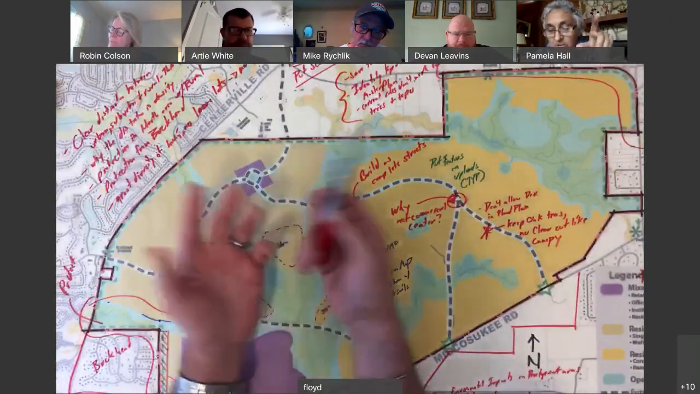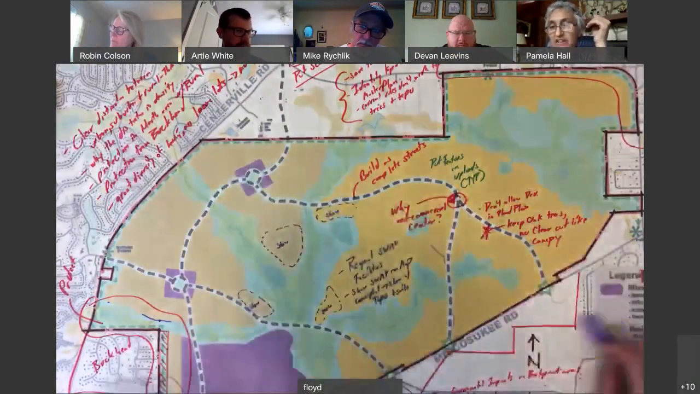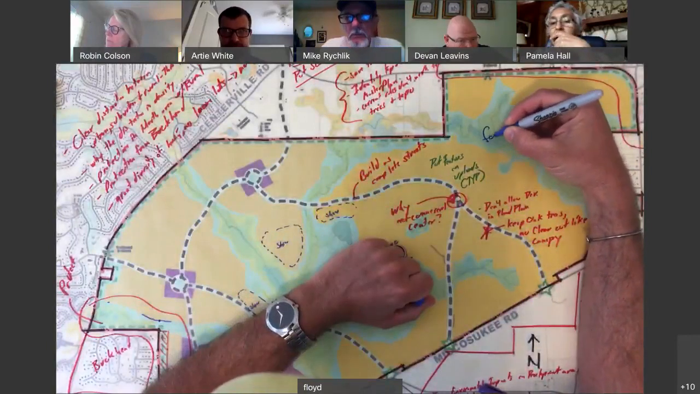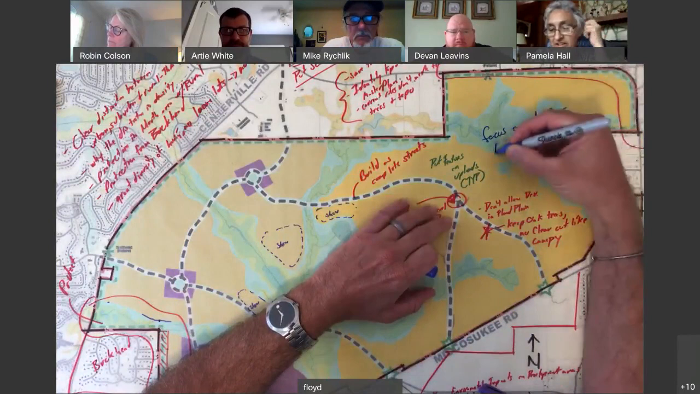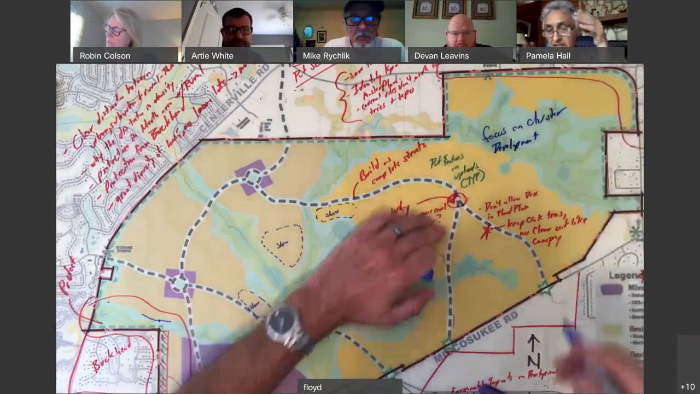Mm-hmm. That's basically a cluster development. Right. Yes, that's what cluster development really allows you to do. Okay, so we could focus on cluster development. Yes, and we also will talk about, we've asked Artie if we can have a meeting on green space, a more elaborate discussion about green space and planning.